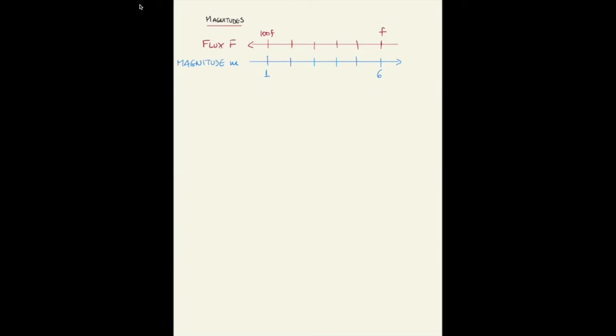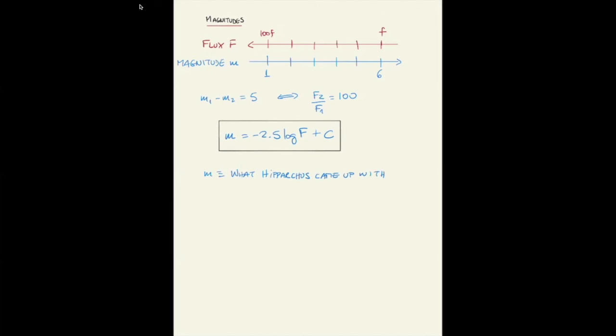So let's derive this mathematically. If you have a star with magnitude m1 and another star with magnitude m2, and the difference between them is 5 magnitudes, and that corresponds to a factor of 100 in flux, you can derive from that the magnitude scales with the flux according to: magnitude is equal to -2.5 times the logarithm of the flux plus a constant. The constant is arbitrarily chosen so that the magnitude of the star Vega is 0. In this equation, m is what Hipparchus came up with, f is the quantity that has physical meaning, and c is the constant that ties the two systems together.